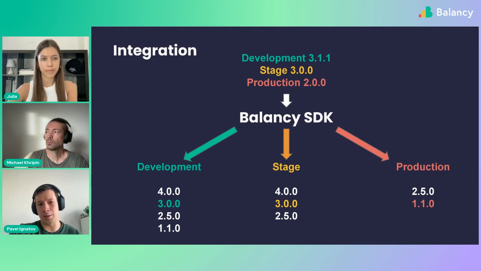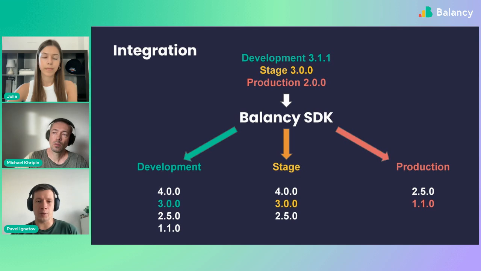Another example, the stage, 3.0.0. SDK checks it's stage, goes to the middle column and finds the exact branch with exactly the same version, 3.0.0. And the last example, it's production. If the build is production 2.0, then it goes to the right column and finds the highest possible version. It's 1.1 because 2.5 is too high of a branch. So it's most likely for a future release or more advanced builds.